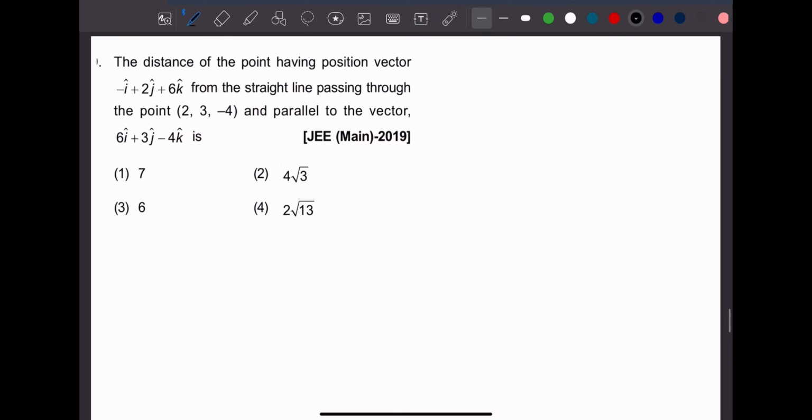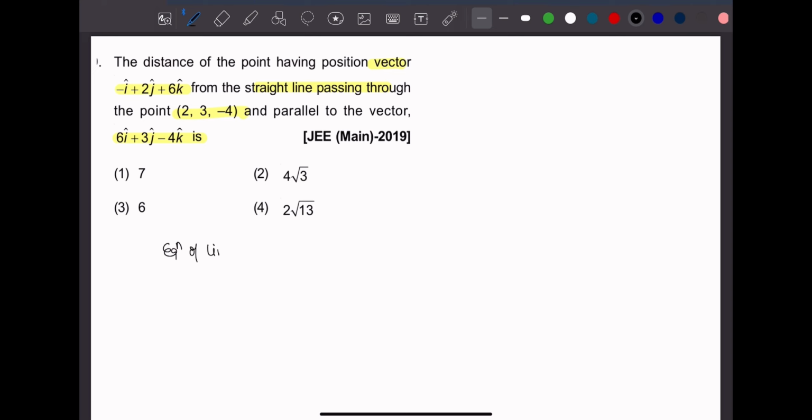Next question we have: the distance of a point having position vector minus i cap plus 2 j cap plus 6 k cap from the straight line which passes through the point 2 comma 3 comma minus 4 and is parallel to this one. So first we will write the equation of the line.